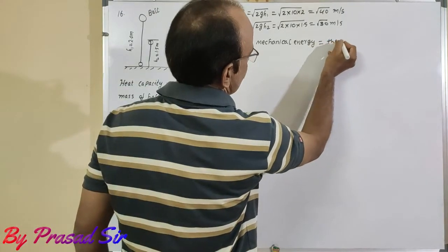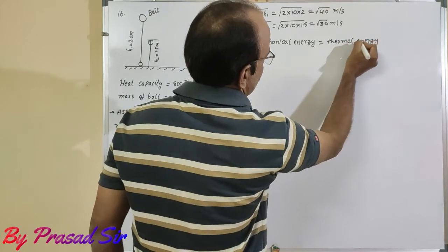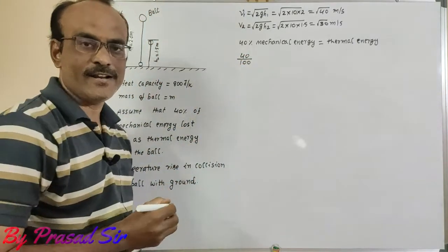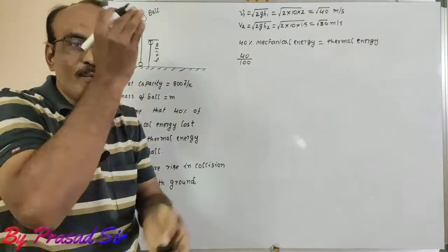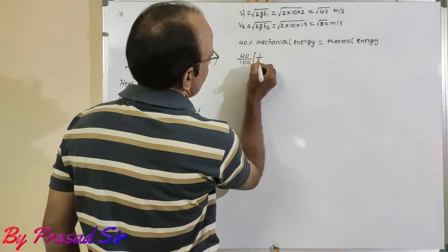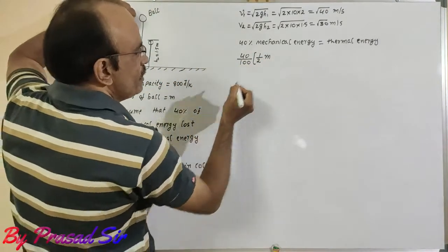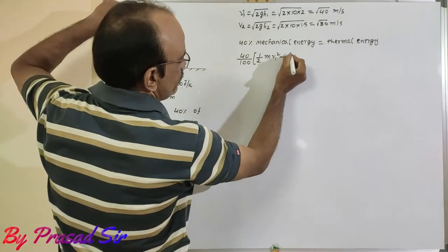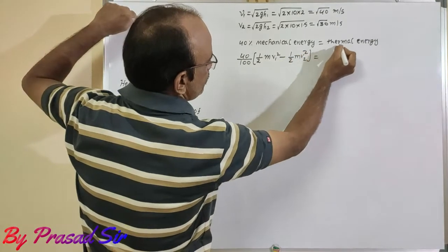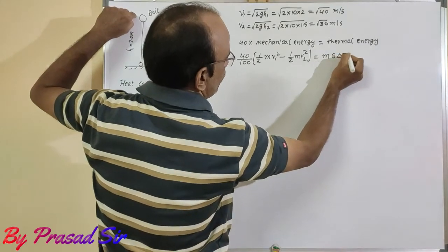That is thermal energy. So 40%, percent is nothing but 40 by 100. Mechanical energy, what is that? The ball is in motion, so that is kinetic energy. So here the change in kinetic energy, half m, this is the mass of the ball, v1 square minus half m v2 square, is equal to the thermal energy, m into s into delta T.